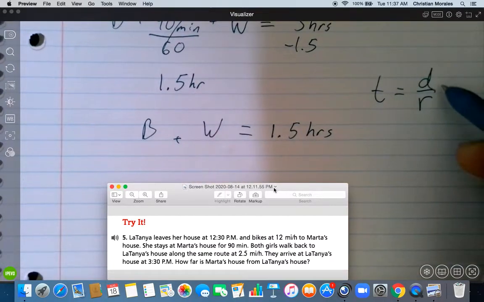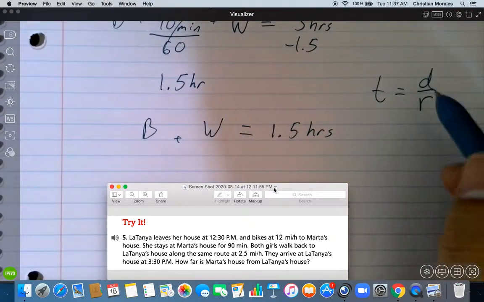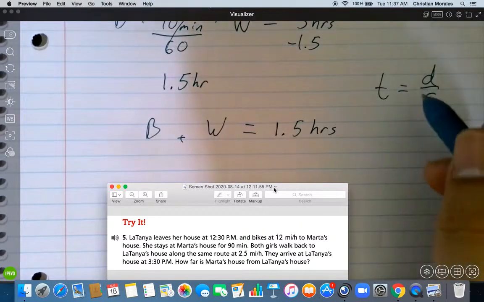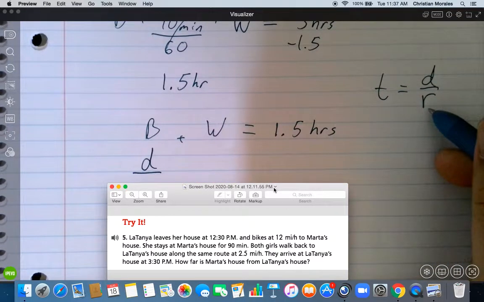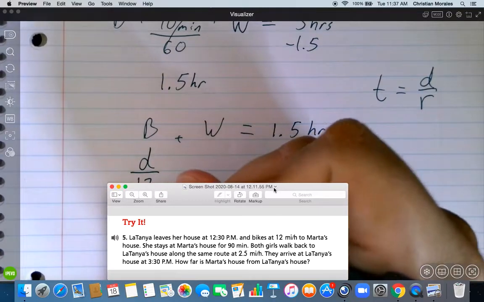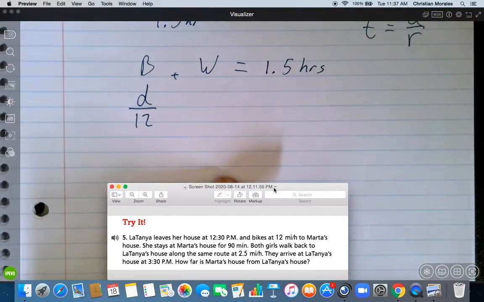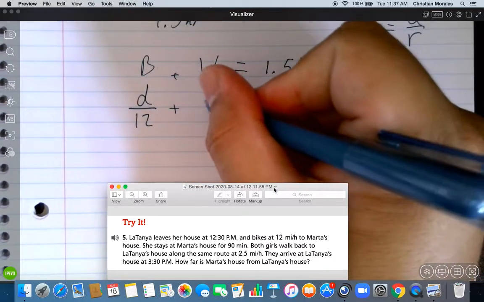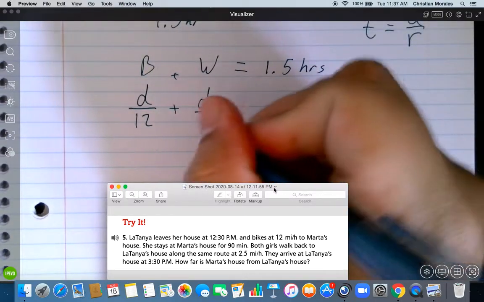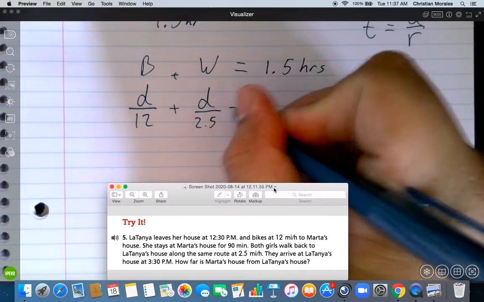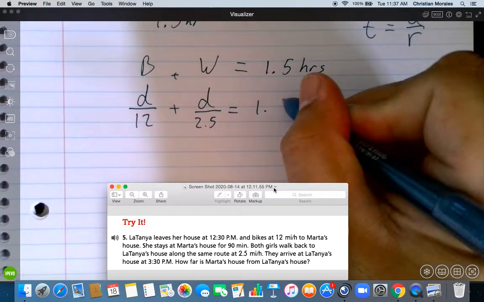So if you take the distance divided by their speed, that'll give you the time. All right, so I don't know the distance, that's what we're looking for. So I'm going to leave that as D. When she's riding her bike, she was going 12 miles an hour. When she was walking the same distance, it's the same distance, but they're going slower because they're walking, 2.5 miles an hour. And that time total equals 1.5 hours.